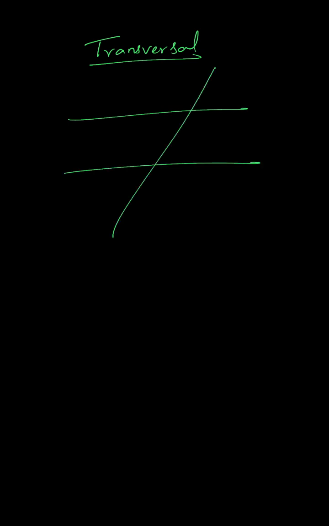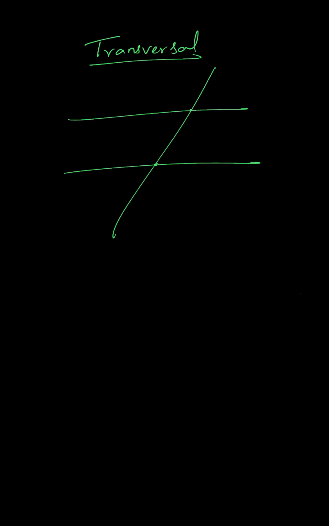Next is the most important topic, transversal. Transversal means a straight line intersecting a pair of parallel lines. A straight line intersecting two given lines is a transversal for those two lines.